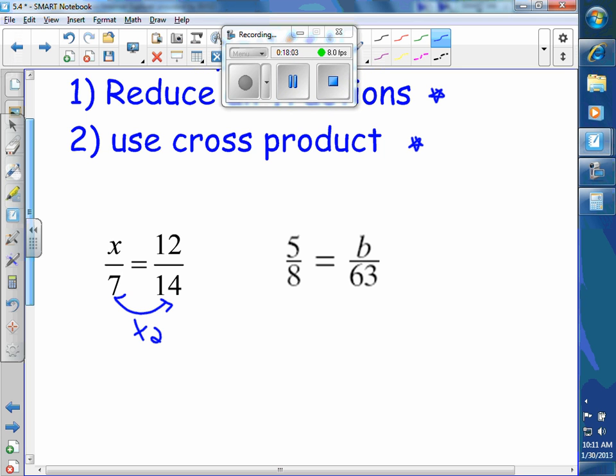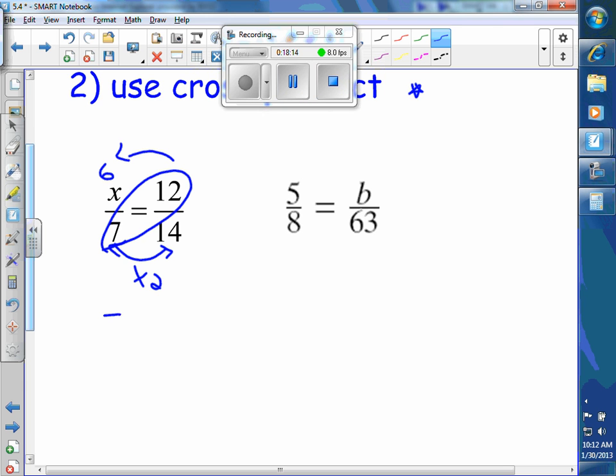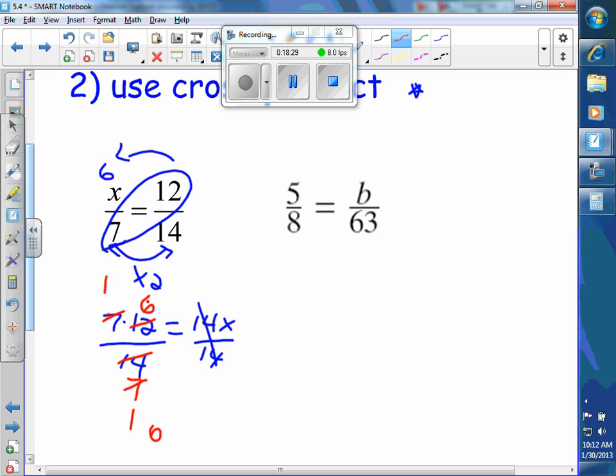Multiplying by 2, so if we go backwards we have to divide this by 2. Don't forget logic. Now if you want to use the shortcut, the cross product, look how much more work it is. 7 times 12 is equal to 14 times x, divide by 14. Now reduce, 2 goes into here, so 7 times 6, and 7 goes into itself once, and you eventually get 6. But if you just thought about the problem, don't forget you already know stuff. So when it's easy, keep it easy. When it's not, then do the cross product.